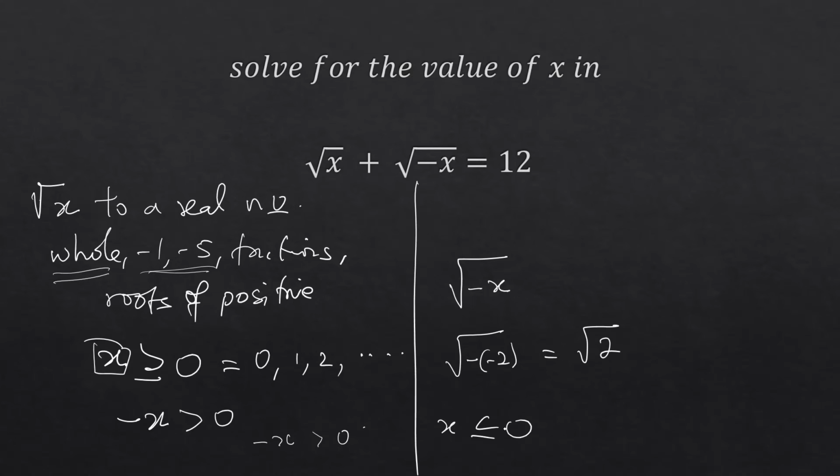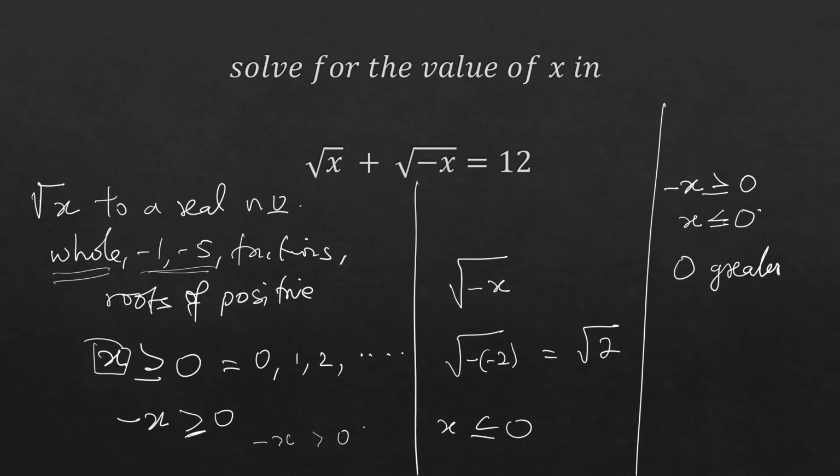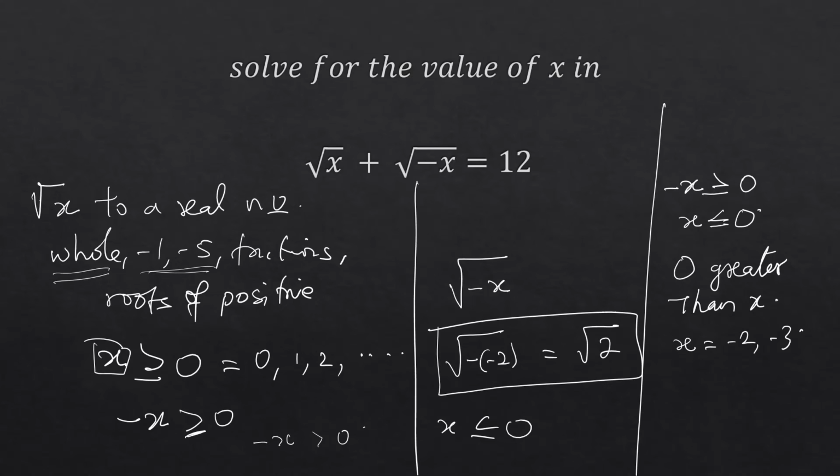It simply means that x should be less than or equal to 0. If minus x is greater than or equal to 0, I divide both sides by -1, which flips the sign. That means 0 must be greater than or equal to x. So x must be a number like -2, -3, in order for me to have a positive number. So this is the first condition, or domain, of x we must achieve.